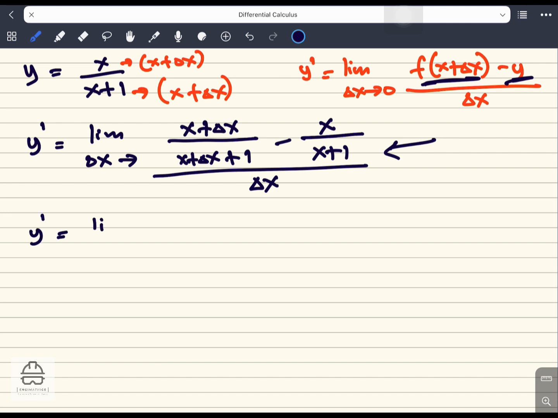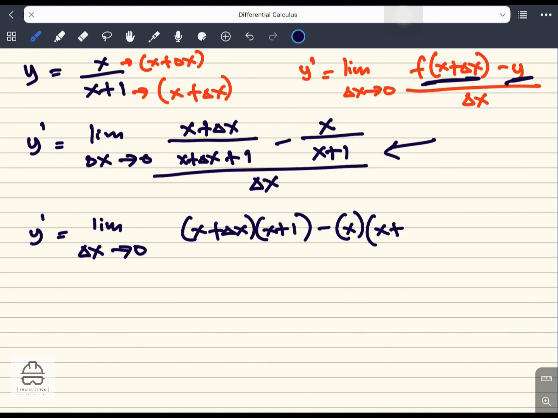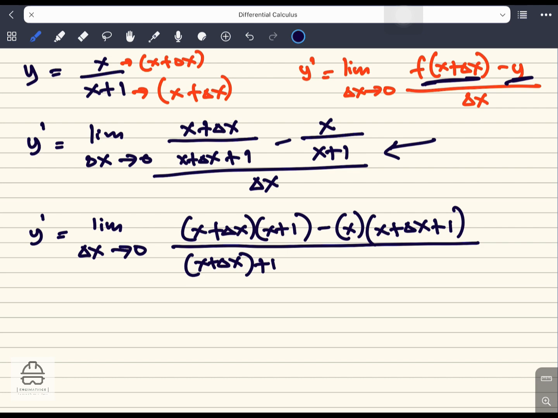Okay, that will be y prime is equal to the limit as delta x approaches 0. That would be x plus delta x times x plus 1 minus x times x plus delta x plus 1, divided by, multiply natin yung denominator dito sa numerator part. That would be x plus delta x plus 1 times x plus 1 times delta x. Okay, so magiging ganyan na siya.